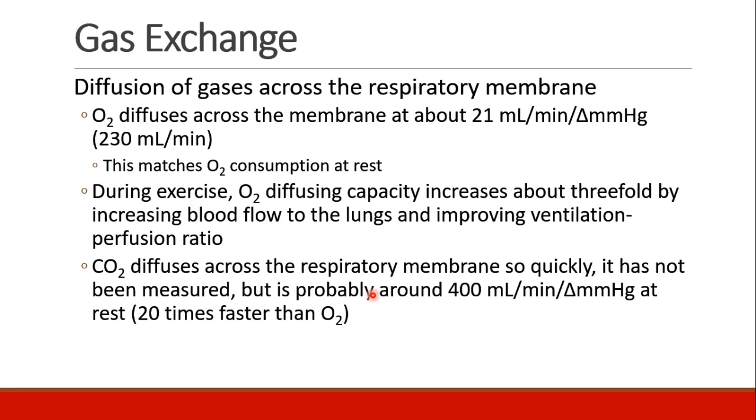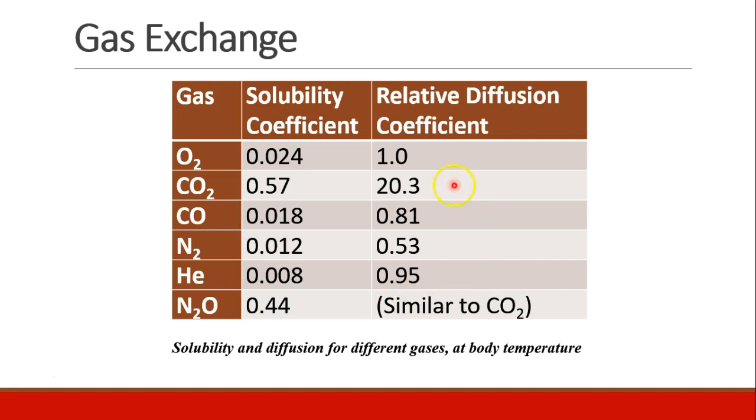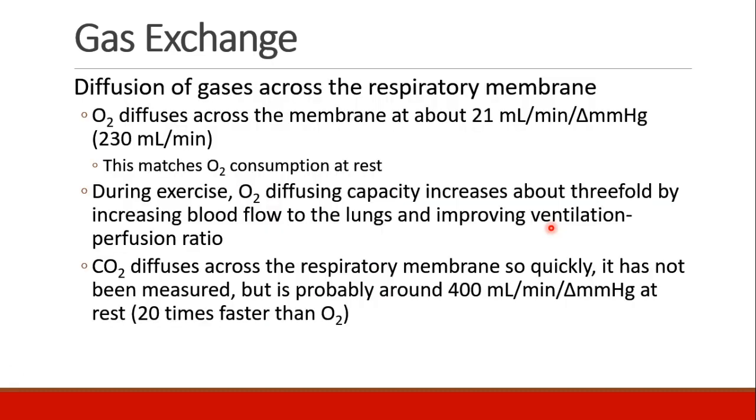Carbon dioxide also has to diffuse across the respiratory membrane, and this happens remarkably quickly, as we saw in the previous slide, approximately 20 times faster than oxygen. It's so fast that it hasn't really been measured, but it's probably about 400 milliliters per minute per millimeter of mercury pressure differential.